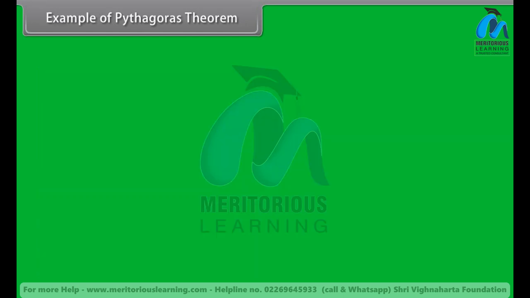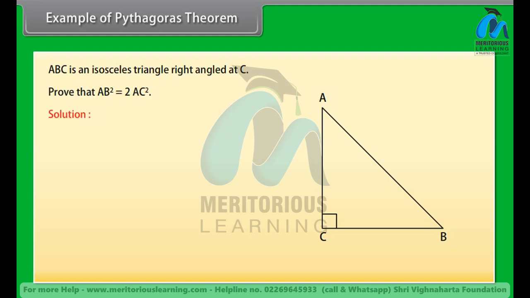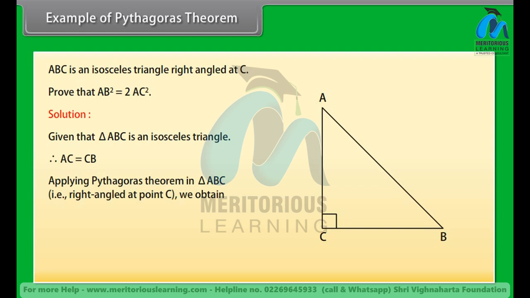Example of Pythagoras Theorem. ABC is an isosceles triangle right-angled at C. Prove that AB square is equal to 2AC square. Solution. Given that triangle ABC is an isosceles triangle, therefore AC is equal to CB. Applying Pythagoras theorem in triangle ABC, that is, right-angled at point C, we obtain AC square plus CB square equals AB square, which implies 2AC square equals AB square.